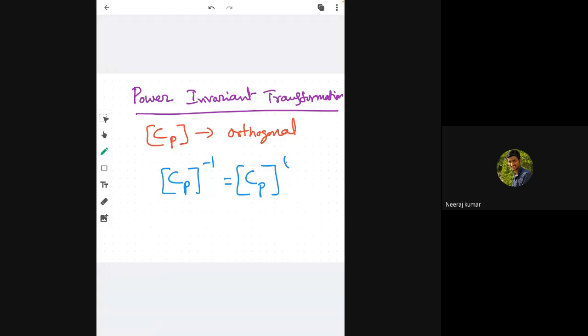And the choice of constants can be KD equal to plus or minus square root of 2 by 3, KQ equal to plus or minus square root of 2 by 3, and K naught equal to plus or minus 1 by square root of 3.